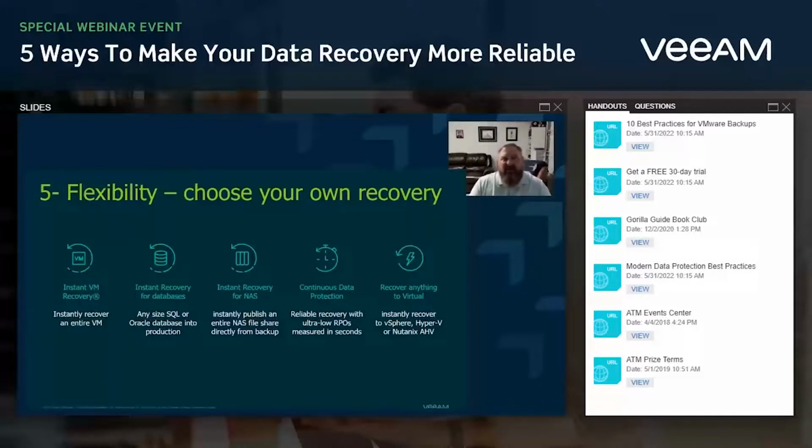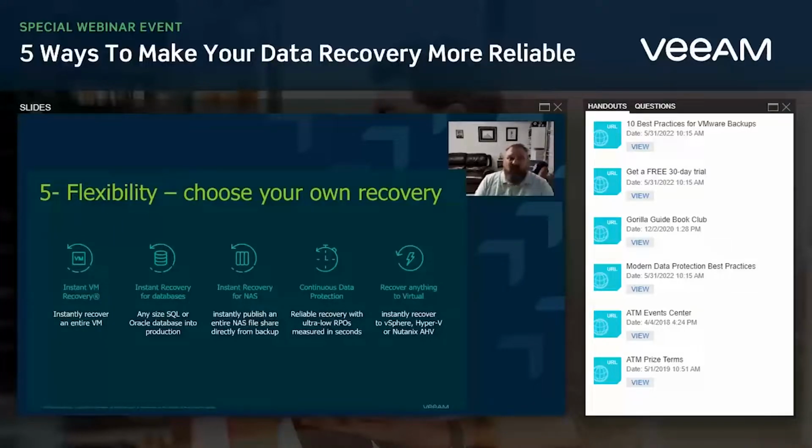And then we talked about hitting those recovery point objectives, even down measured in less than 10 seconds or less than 5 seconds. Veeam can provide that solution through continuous data protection, which really allows you that reliable recovery because you can hit those ultra low RPOs that you need to hit for your mission critical tier 1 workloads.